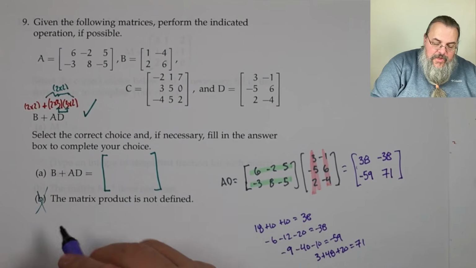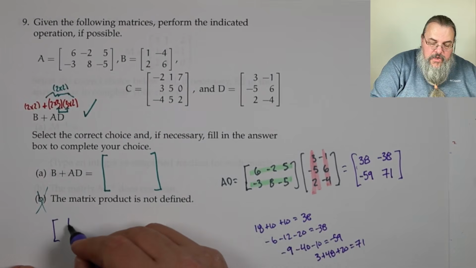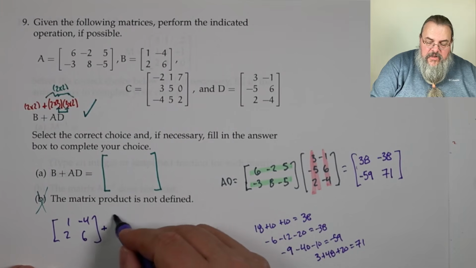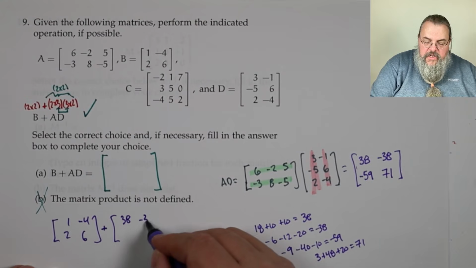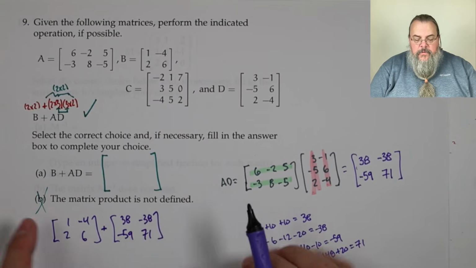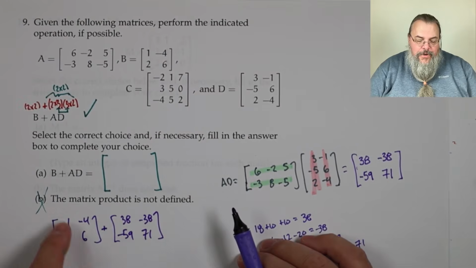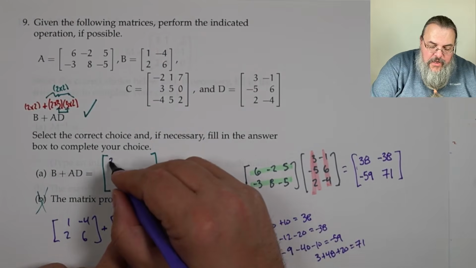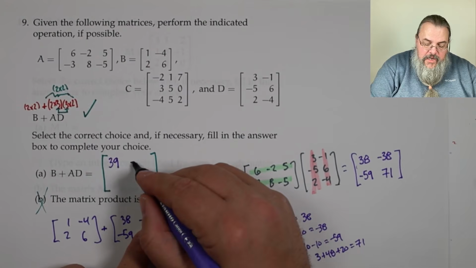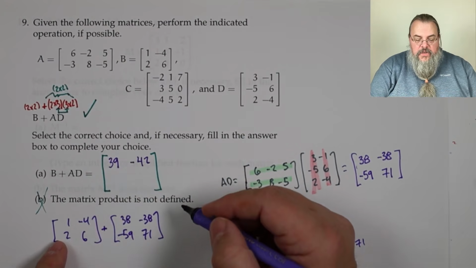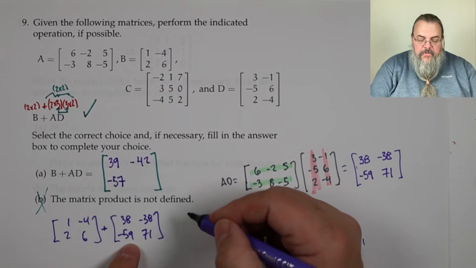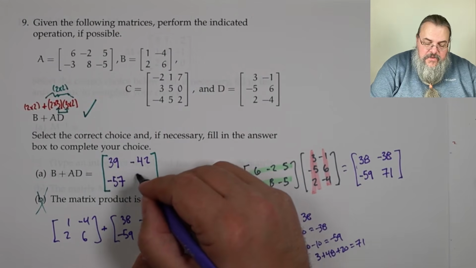So what do we need to do? Well, we take B, which is 1, minus 4, 2, 6, and add that to 38, minus 59, 71. So for addition, entry by entry. 1 plus 38, 39. Minus 4, subtract 38, minus 42. 2, subtract 59, minus 57. 6 plus 71, 77.